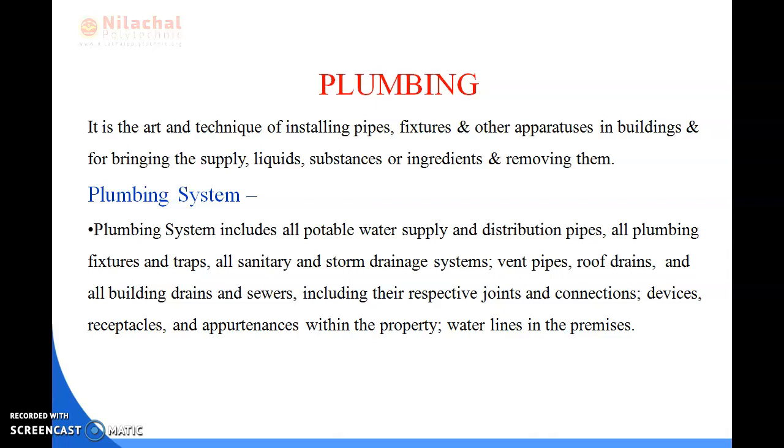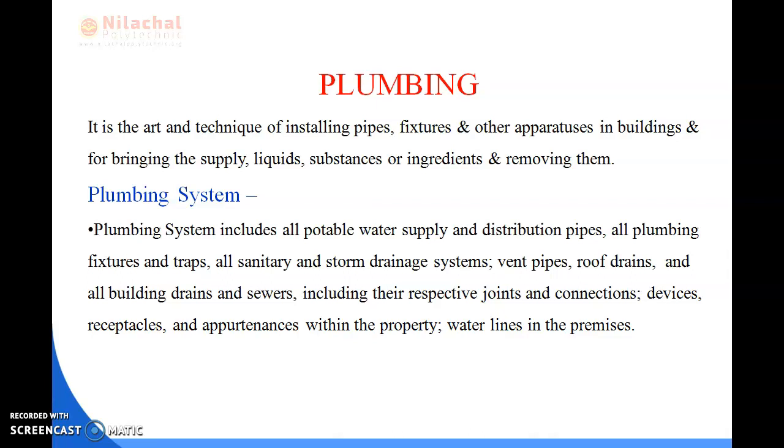Next, what do you mean by plumbing system? Plumbing system includes all the potable water supply, distribution pipes, all plumbing fixtures and traps, sanitary and storm drainage system, vent pipes, roof drains, building drains, sewers, joints, connections, devices and appurtenances within the property, water line in the premises.